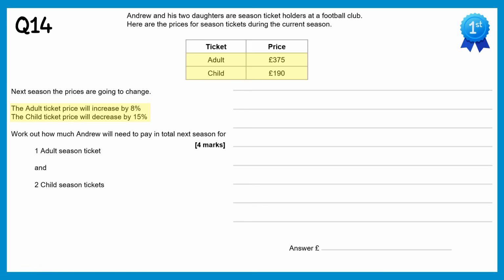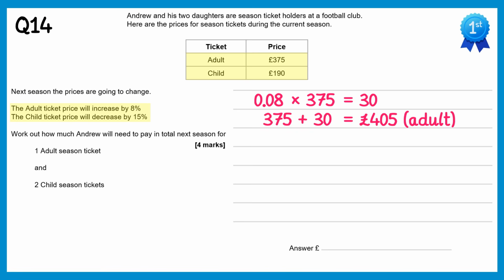To find 8% of a number, you just multiply it by 0.08. So let's do 0.08 times 375, and that'll give us this, £30, which represents 8%. But it's an 8% increase in price, so we need to add that on to the price of an adult ticket, which is 375. So 375 plus 30 gives you £405. So that's the price of an adult ticket after we've increased it by 8%.